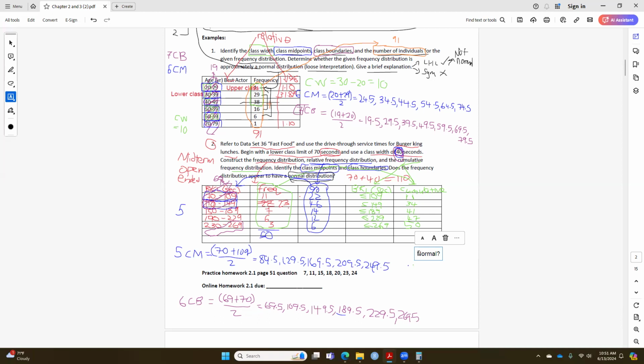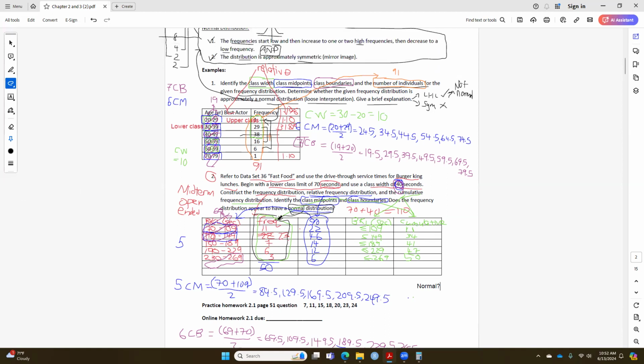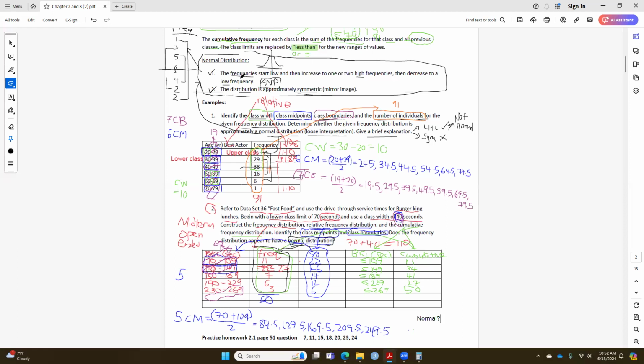Right? So the last one they're going to ask us is, does the frequency distribution appear to have a normal distribution? In order for us to figure out if they are having normal distribution, you look at your frequency, not the percentages, not the cumulative. You only look at the frequency. And what is considered normal? For normal, the frequency has to be low and then high and then low. And then after that, it has to be symmetrical.